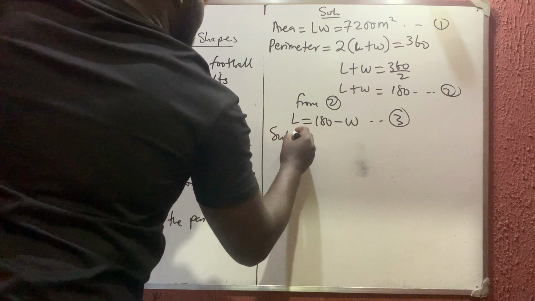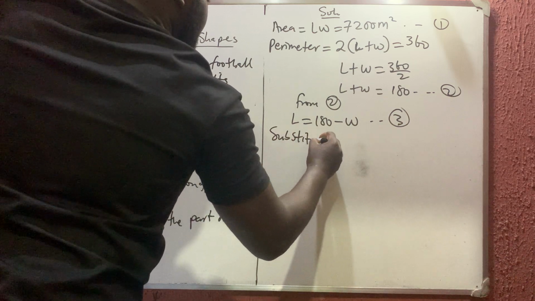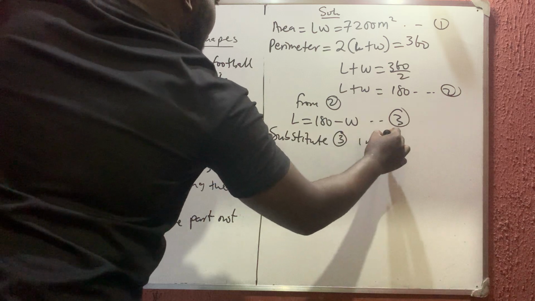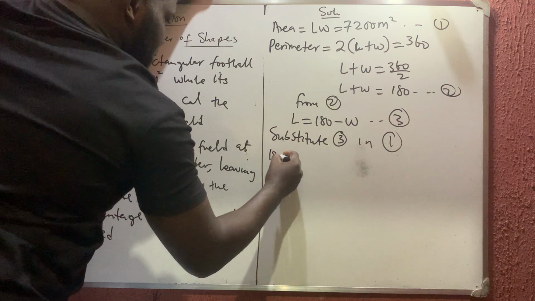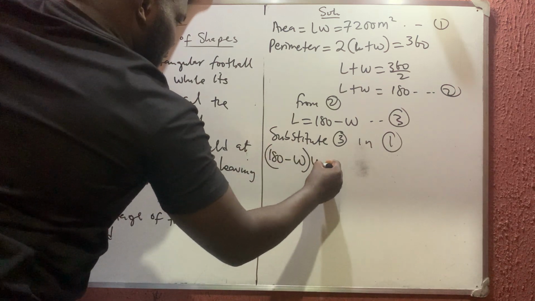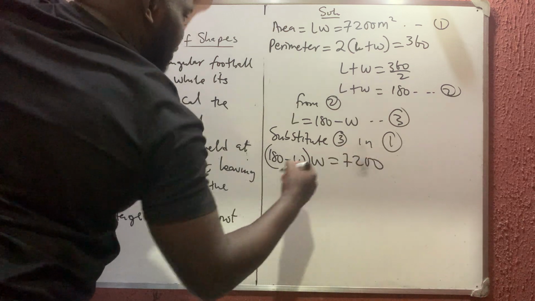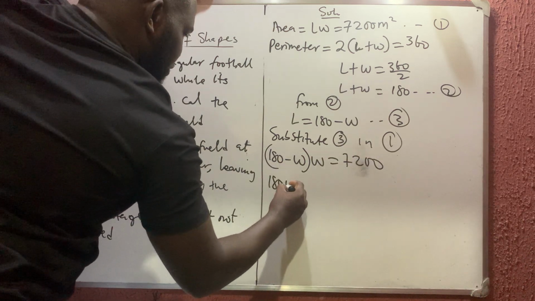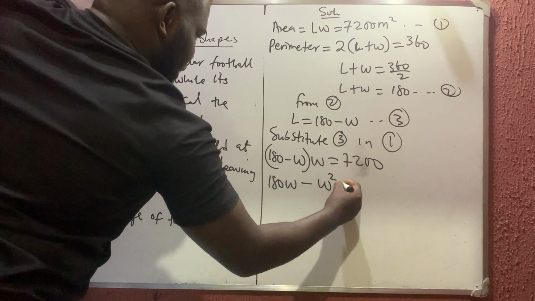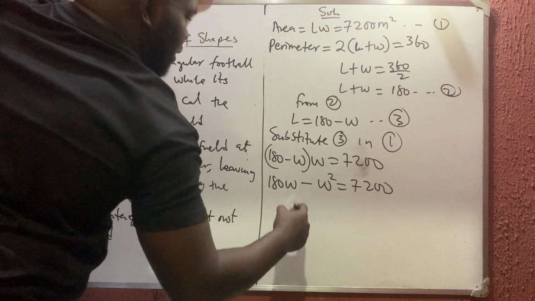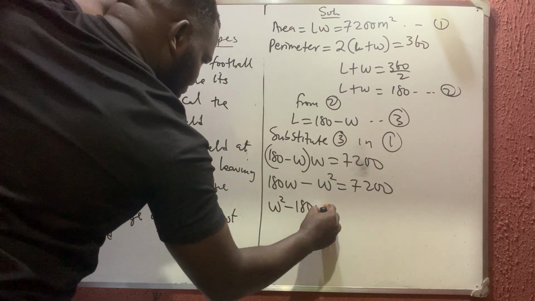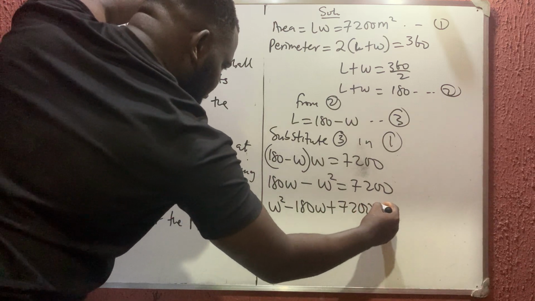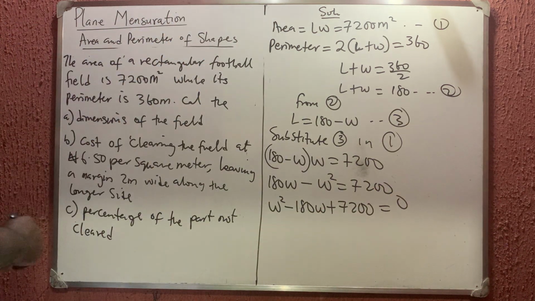So substitute 3 into 1. Equation 1, instead of writing L, I'm going to write 180 minus W, then in bracket another W is equal to 7,200. So this will give you 180W minus W squared is equal to 7,200. Move everybody to that side to have W squared minus 180W plus 7,200 is equal to 0. So how do we get the two factors here?